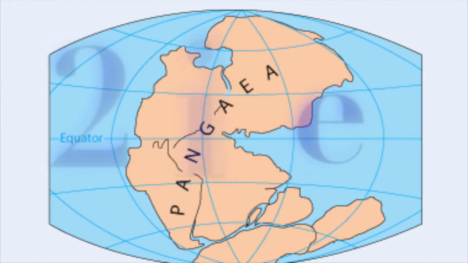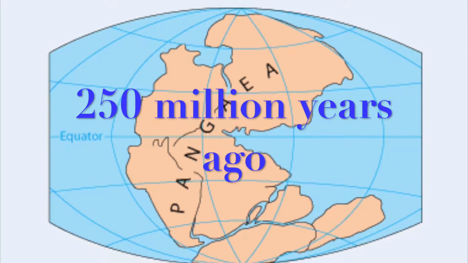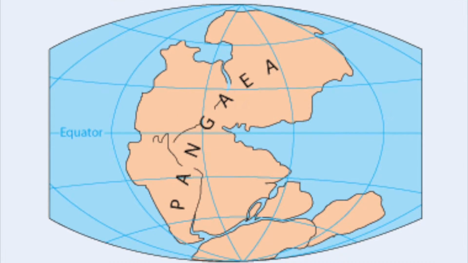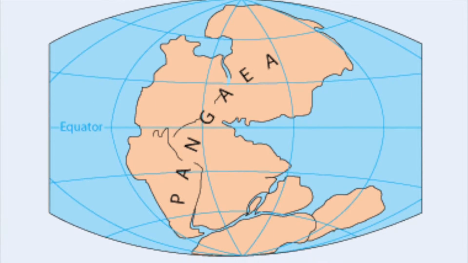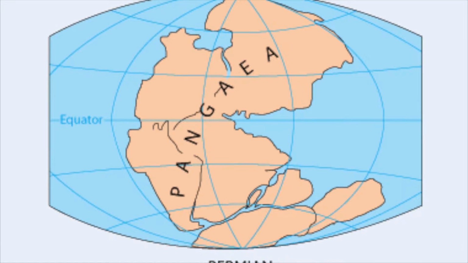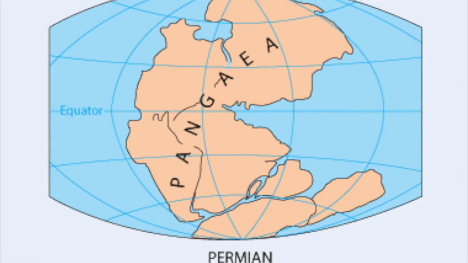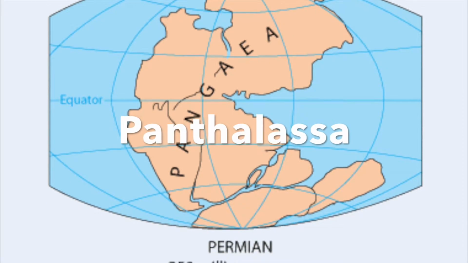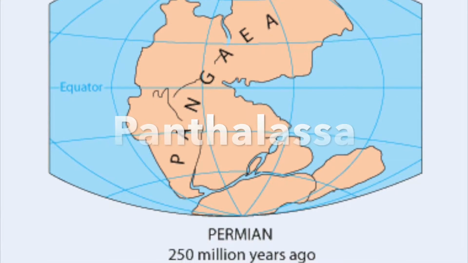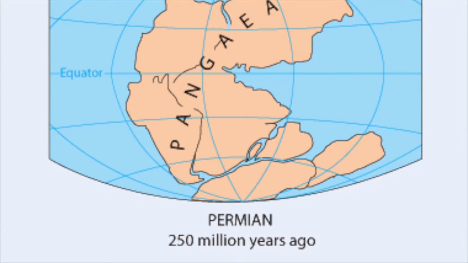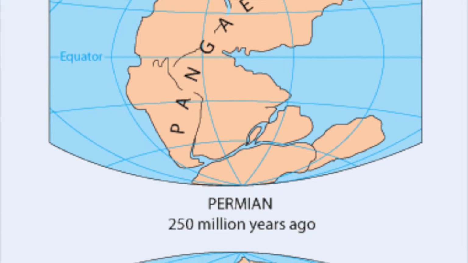In geologic terms, the continent of Pangaea was formed a little over 250 million years ago in what they call the early Permian period. And at this time, Pangaea was surrounded by a giant global ocean called Panthalassa.